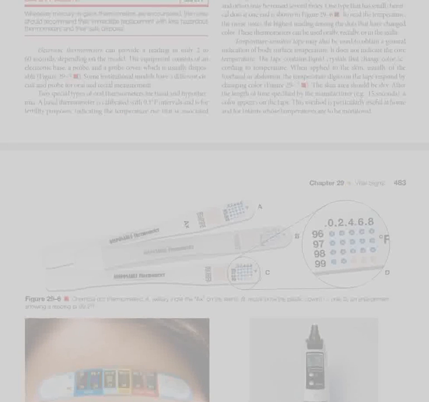Safety alert. Whenever mercury in glass thermometers are encountered, the nurse should recommend their immediate replacement with less hazardous thermometers and their safe disposal.